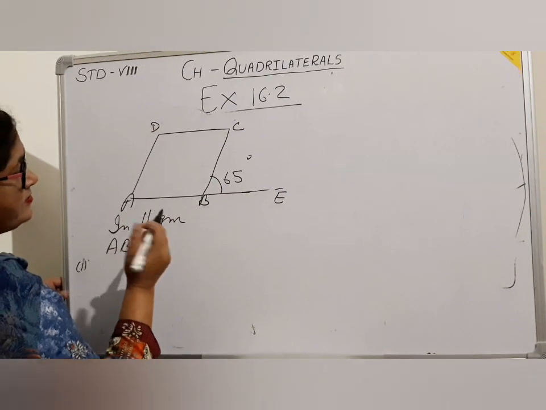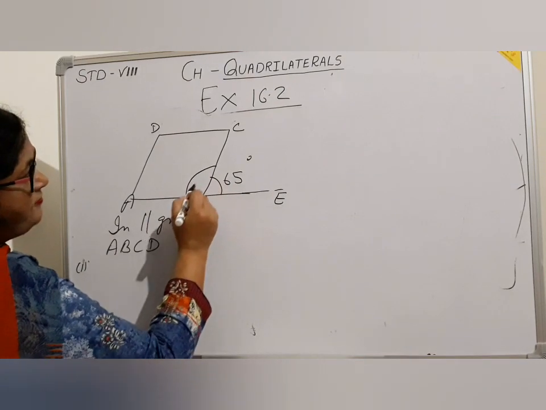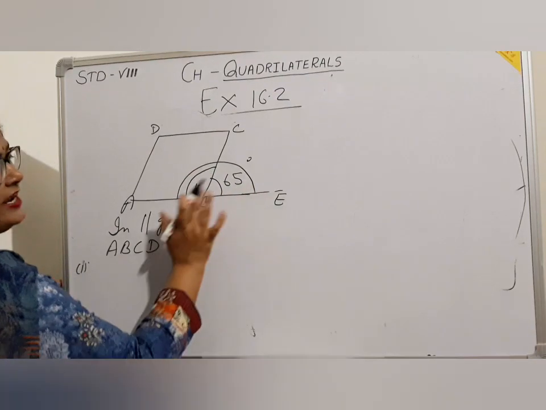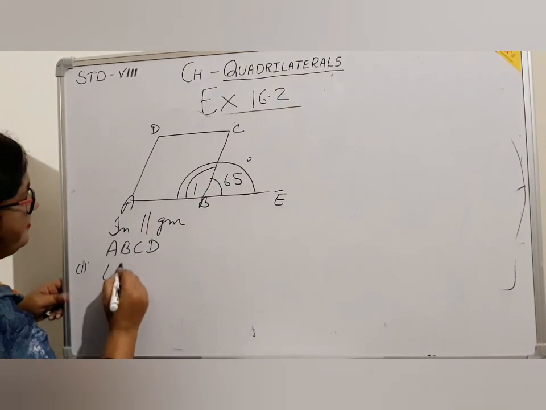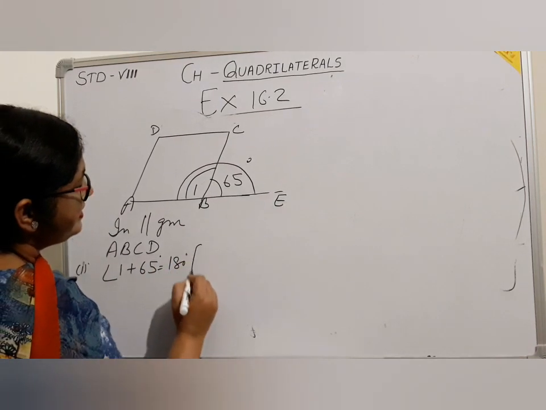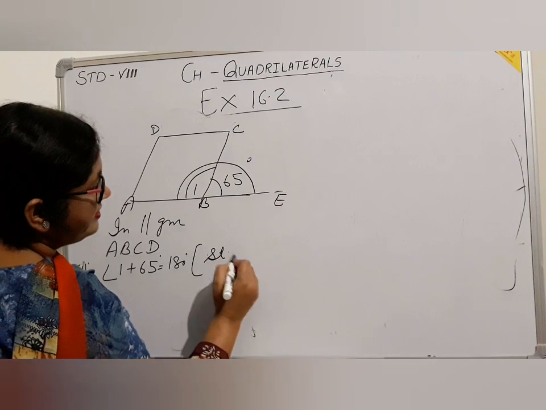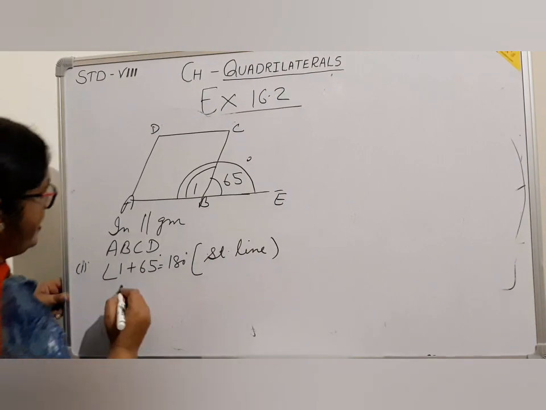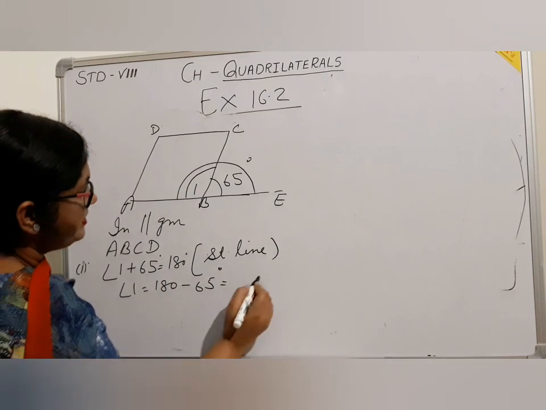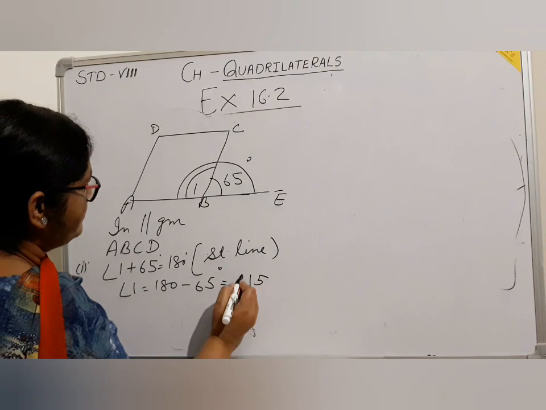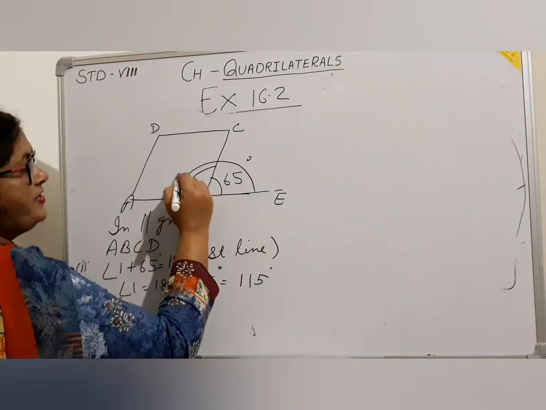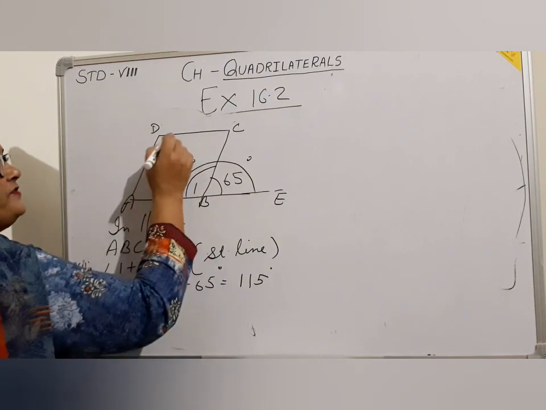Now how can you measure all angles? This is angle 1. Angle 1 plus 65 degree is equal to 180 degree, angle on a straight line. Condition is straight line. Angle 1 is equal to 180 degree minus 65 degree, 115 degree. Now this angle is 115 degree and D also 115 degree.